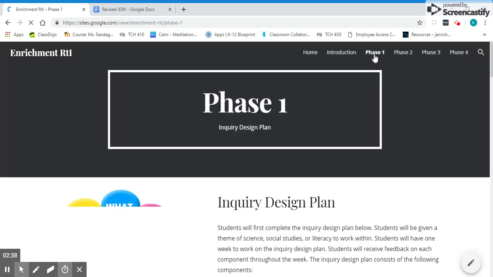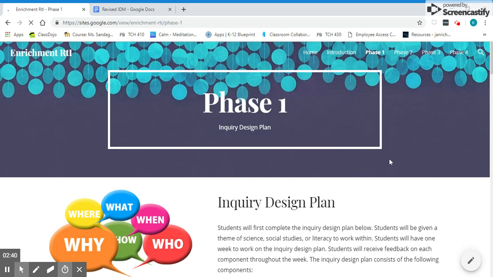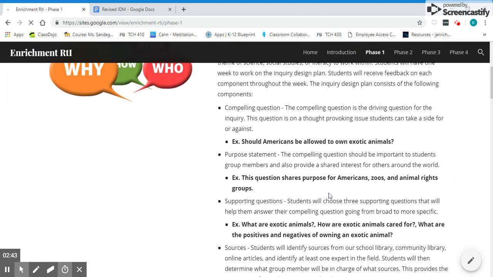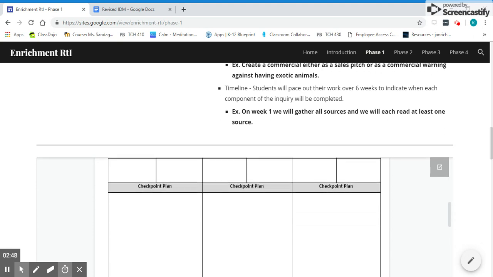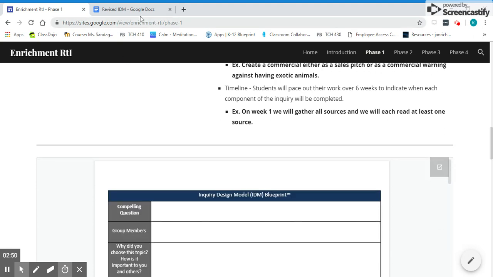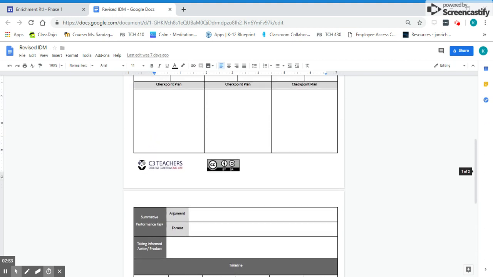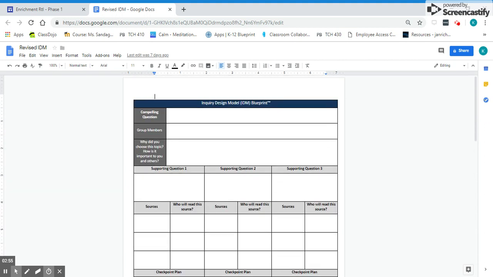During phase 1, students will create their actual inquiry design plan. Now, I've explained this for you here and given a real example of what this might look like, but I wanted to go ahead and look at this plan with you. So I have it opened in a separate window that I can showcase for you. First of all, students will be creating a compelling question. That compelling question is something that makes students think deeply and take a side on some kind of issue, problem, whatever it may be. Here they're identifying who they're going to work with, and here they're identifying that shared purpose piece. How does what they are researching apply to others around the world?